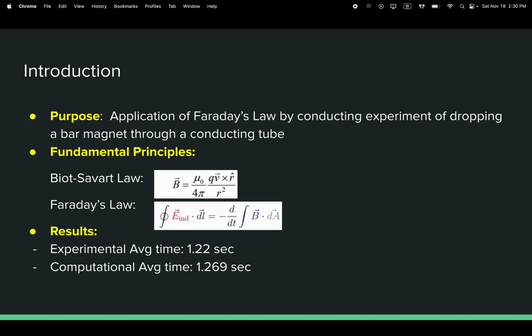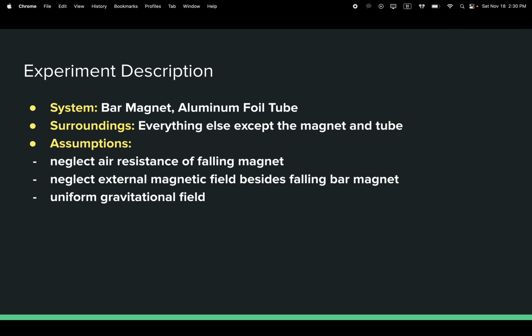To give a brief overview of the results of the experiment, the experimental average time of the magnet falling through the tube is 1.22 seconds, and the computational average time calculated was 1.269 seconds. The system for this experiment is the bar magnet and the aluminum foil tube. The surroundings is everything else except the magnet and the tube. For this experiment, I made some assumptions, such as neglecting air resistance of the falling magnet and neglecting external magnetic fields besides the falling bar magnet.